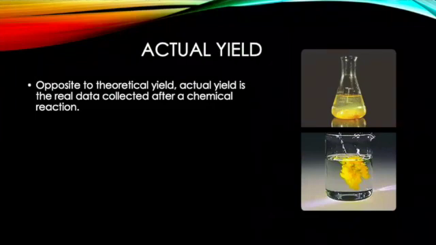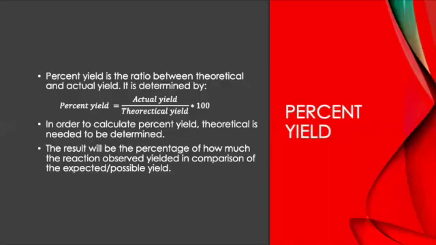Actual yield. Opposite to theoretical yield, actual yield is the real data collected after a chemical reaction. So this data is usually found through experiment, either something that you've done yourself or data that's given in a question of a textbook or practice question in general. And the example on the right is a precipitation reaction, which is a general reaction which will result in a yield of sorts.